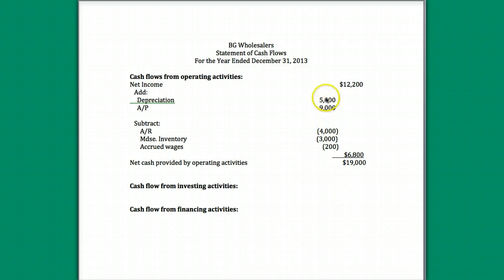So all I did is I then added up all of these numbers, again, in parentheses is subtraction, so 5 and 9 is 14, subtract these out, and you end up getting 6,800. So I total these together. I start with net income, and I add this, the items of cash provided. So total cash provided by operating activities is these two numbers added together, $19,000.